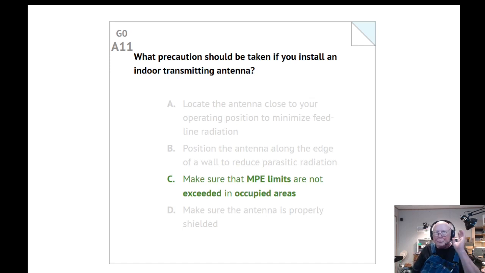In other words, you put it in a different room, or if it's got to be in your room, make sure that you're not going to experience more RF exposure than is allowable by the FCC. They're going to keep you safe.